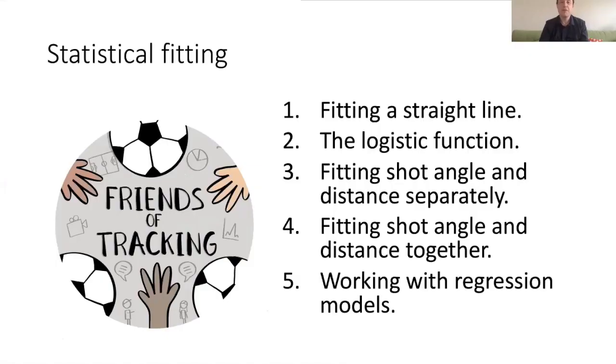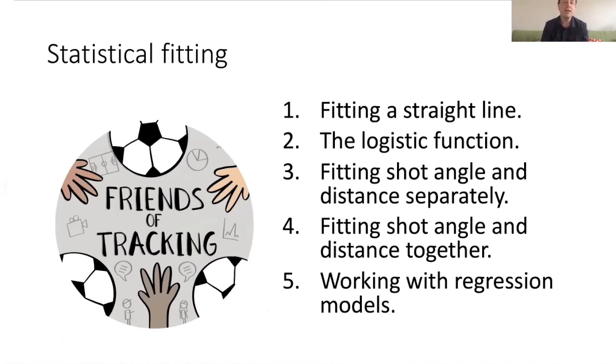I'm going to then go back to shot angle and distance from goal, which we looked at last time in terms of data. And I'm going to show how we can model that using a logistic function. Then I'm going to show you how to fit shot angle and distance together. And that's going to be the basis for our expected goals model. And finally, I'm going to talk a little bit about how you work with these types of logistic regression models, how you decide if you're going to add different terms to predicting if something is going to be a goal or not. So that's the step for today: fitting a straight line, logistic function, fitting shot angle and distance separately, then fitting them together, and working with regression models, how you put all of this stuff together into practice.